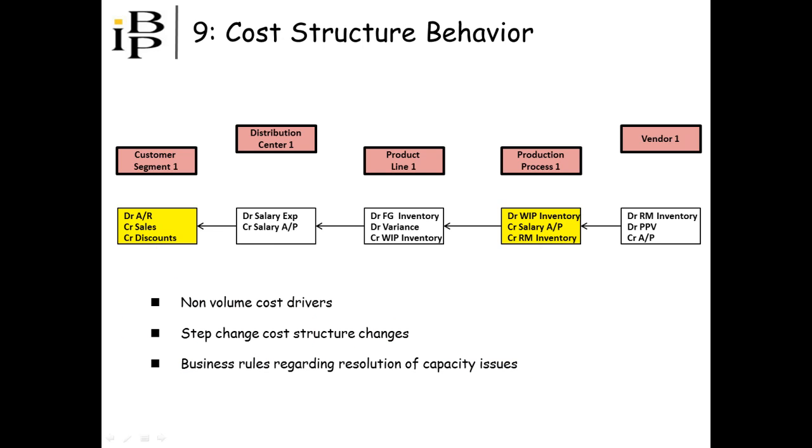Cost structure logic defines the business rules that govern the behavior of costs as constraints are met. For example, this could include outsourcing, adding shifts, and other sources of capacity. This often involves step change cost increases related to incremental overhead. Again, such logic is critical to effective scenario planning that is rooted in operational reality.